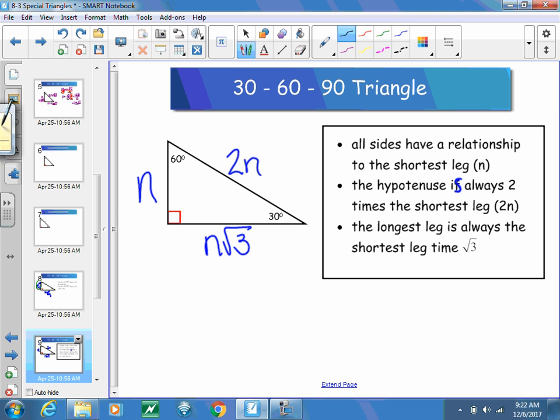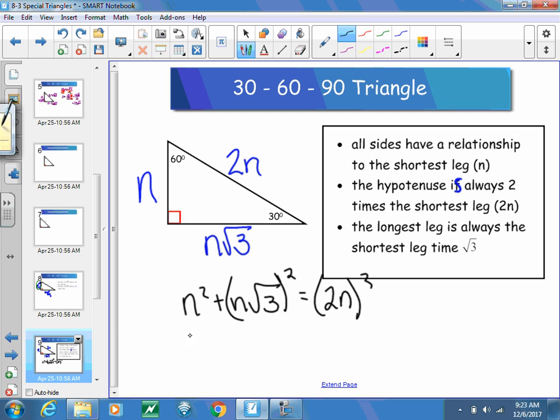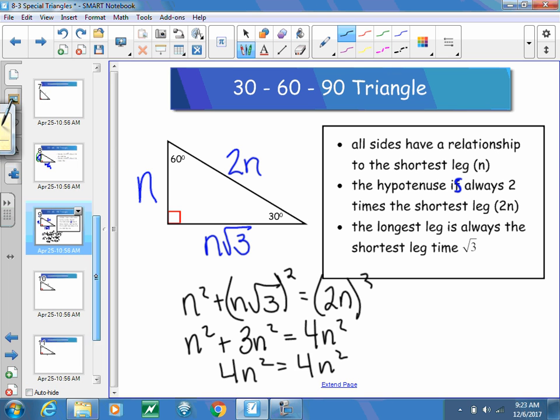Now, if I went through and solved this here, n squared plus n square roots of 3, and I square that, trying to see, does this equal 2n squared? It will, using your Pythagorean theorem. So n squared, when I square this here, this is going to end up giving me 3n squared equals 4n squared. Well then, n squared plus 3n squared gives me 4n squared. So here you end up with the fact that those three sides do satisfy the Pythagorean theorem.